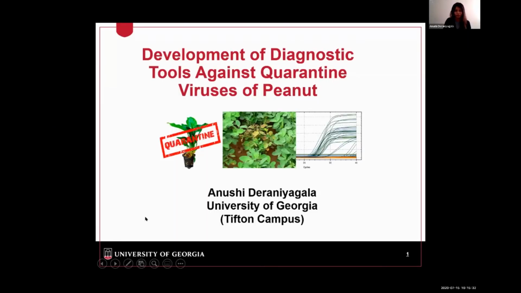Starting off the mid-morning session will be a paper entitled Development of Diagnostic Tools Against Important Quarantine Viruses of Peanut. And Anushi Deraniyagala is going to be our first presenter. Hello everyone, I'm Anushi Deraniyagala from University of Georgia Tifton campus. I'm going to present a part of my master's research, Development of Diagnostic Tools Against Quarantine Viruses of Peanut.